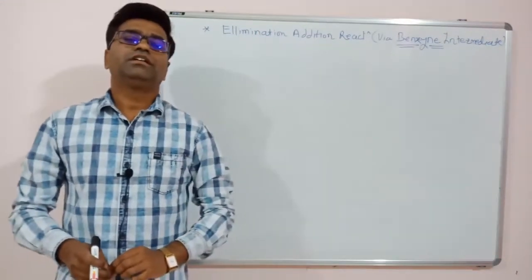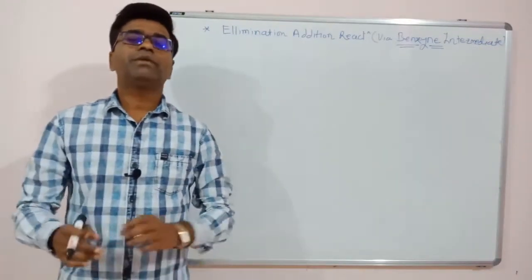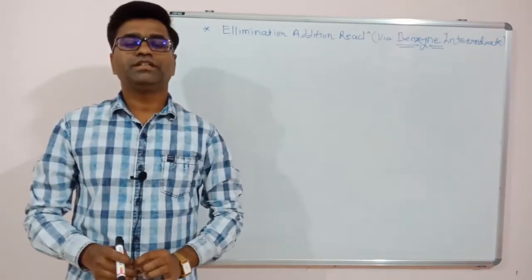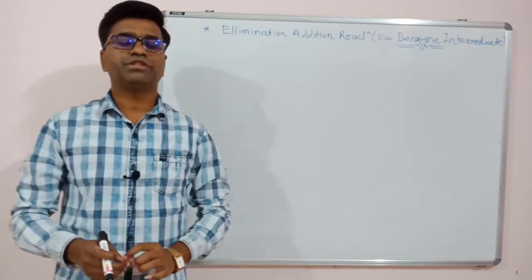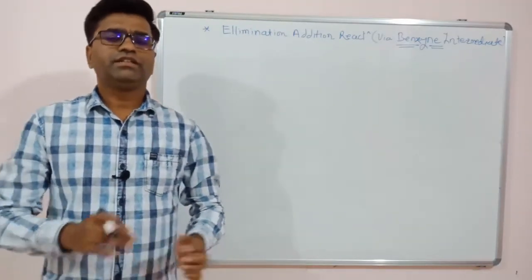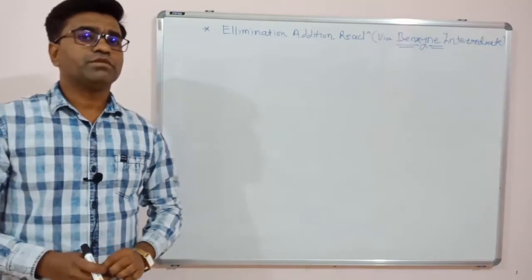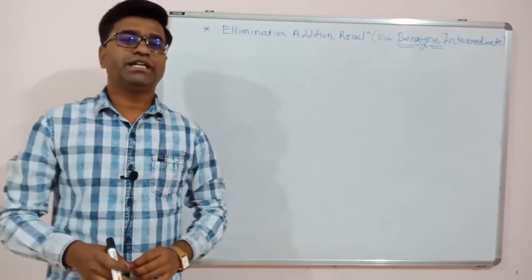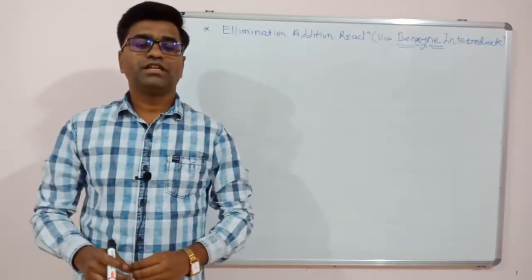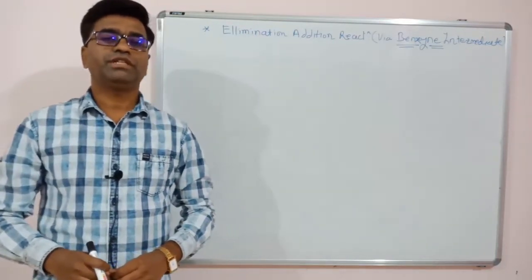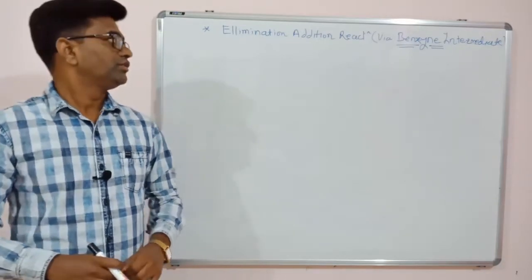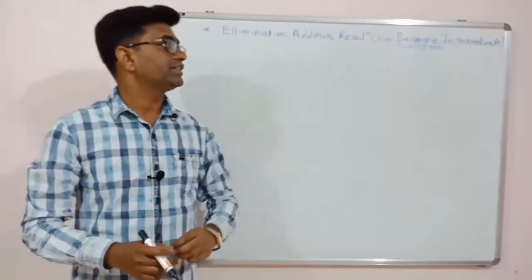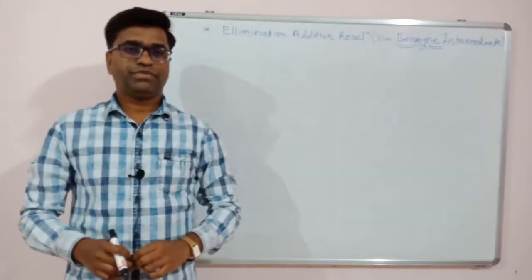Hello friends, in the last lecture we started aromatic nucleophilic substitution, which is part of our ongoing chapter on aromatic electrophilic and nucleophilic substitution reactions. We saw that when one or more atoms of the benzene ring, either hydrogens or some substituent atoms, are replaced by nucleophiles, it is called aromatic nucleophilic substitution. In today's lecture we will learn about elimination and addition reactions via benzene intermediate.